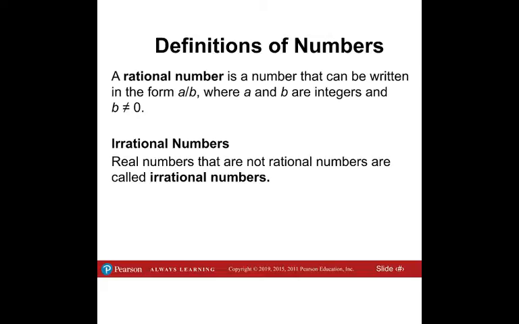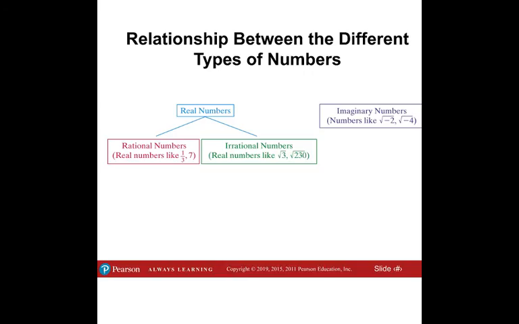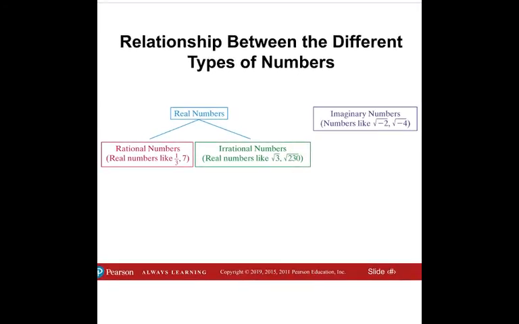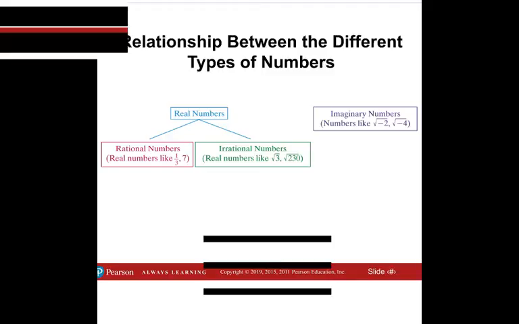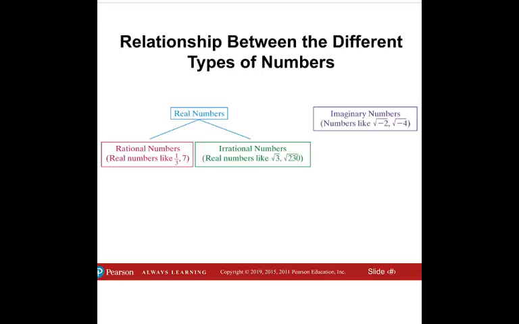But okay, let's keep going. Imaginary numbers are going to be the square root of negatives, and then rational numbers are going to be fractions, integers, whole numbers, natural numbers. And then irrational numbers are going to be the square roots of non-perfect squares. And then imaginaries are going to be the square root of negative numbers.